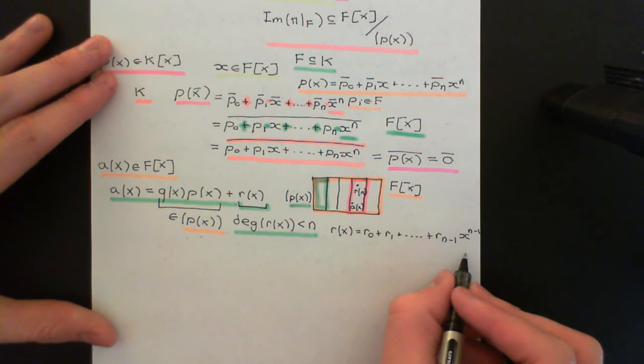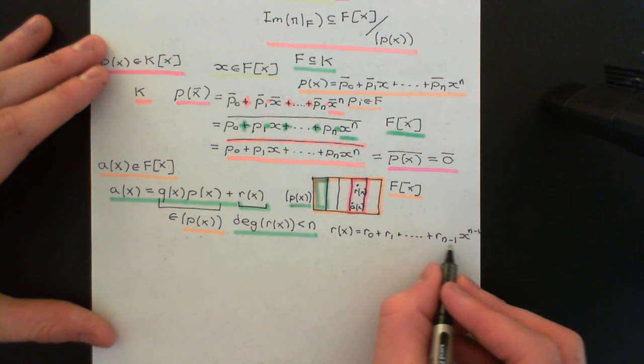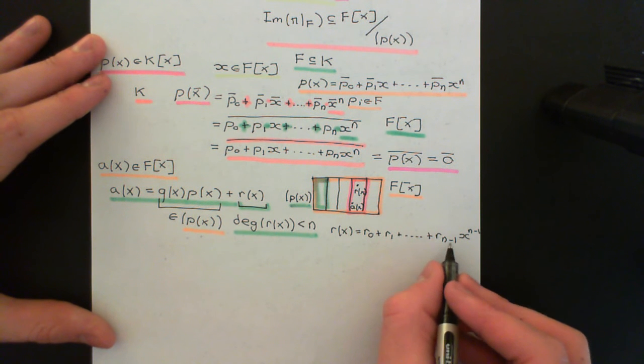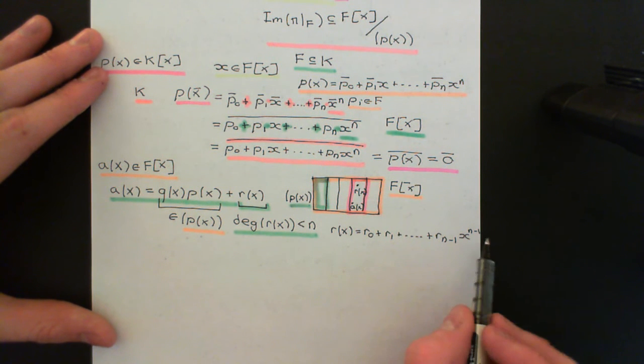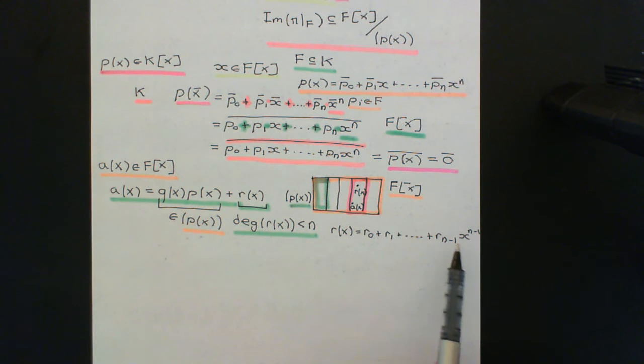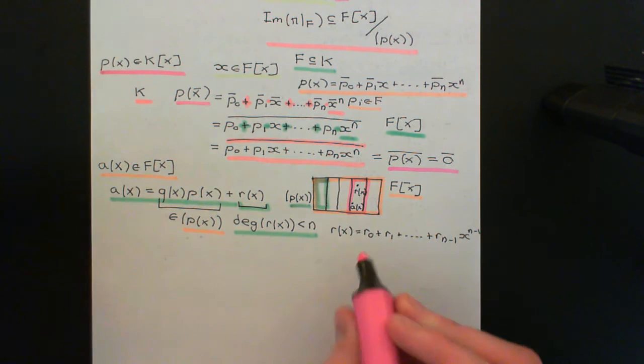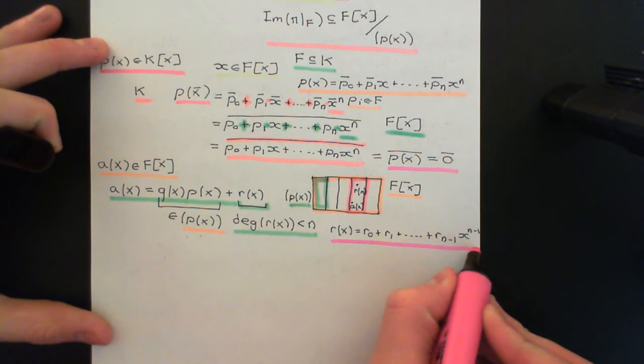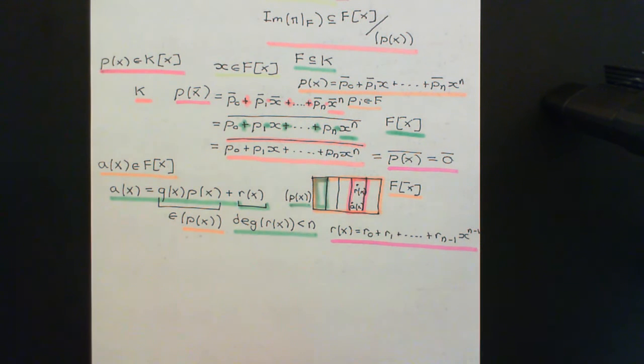Now, of course, it doesn't necessarily have to have degree n minus 1. r_{n-1} here might be 0. What we can say, however, is that all of the coefficients for the powers of x higher than n minus 1, so from x to the power of n upwards, are all equal to 0. So here's our polynomial of degree less than n. Every single one of these cosets is going to have a polynomial of degree strictly less than n in it. But that's only half of the story.